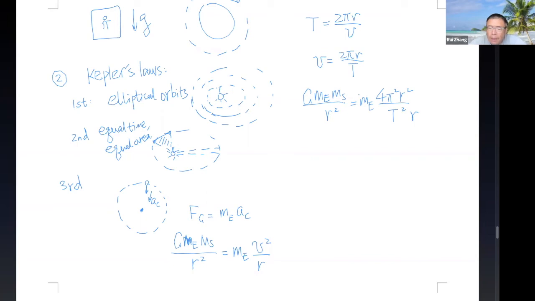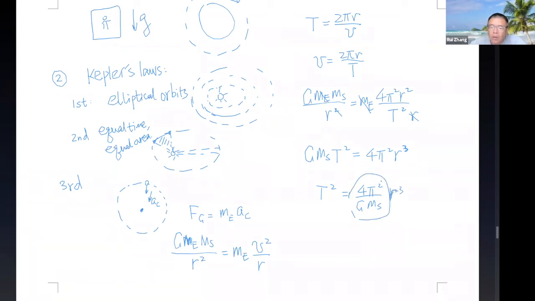Now you can see M_E cancels out, and one of these r's cancels out, so there's only one r left. If you multiply T squared and r on both sides, you have G M_S T squared equals 4 pi squared r cubed. So this is exactly what the third law tells you: the period squared is proportional to the size of the orbit cubed. Or you can write T squared equals 4 pi squared over G M_S times r cubed. This is just a constant here.